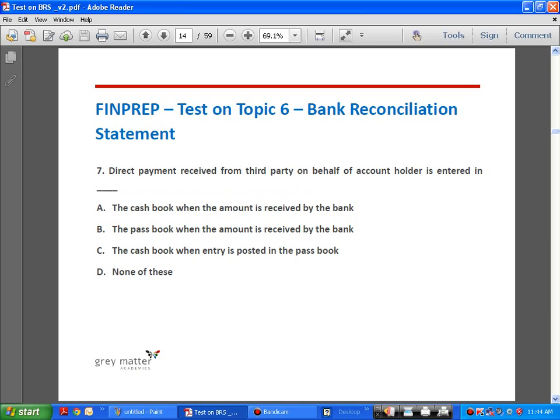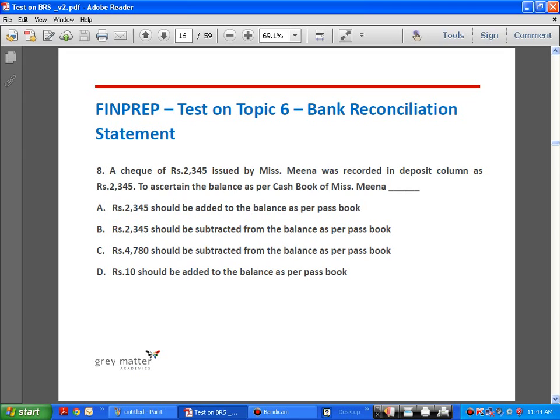Direct payment received from a third party on behalf of the account holder is entered in: A, the cash book when the amount is received by the bank; B, the passbook when the amount is received by the bank; C, the cash book when the entry is posted in the passbook; D, none of these. So when a third party directly pays into our account, it gets entered in the passbook at the time when the amount is received by the bank, and the entry will be subsequently made in the cash book only when an intimation is received by the account holder from the bank. So answer is B.